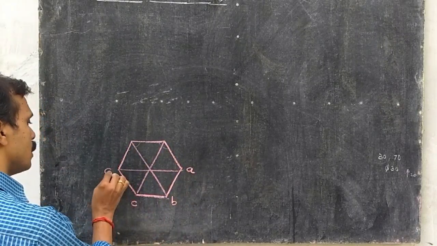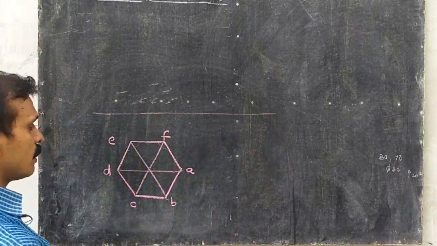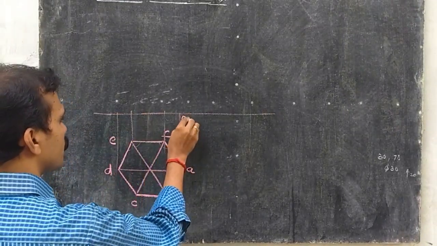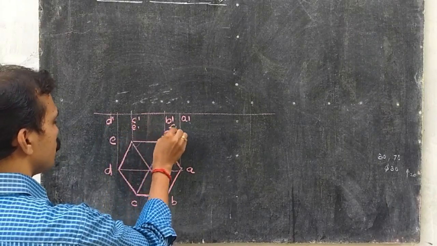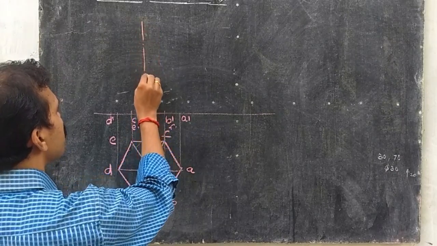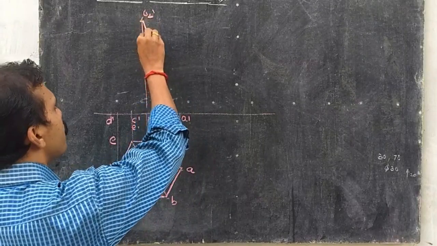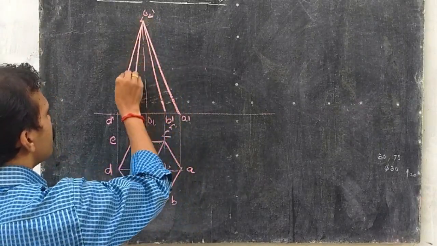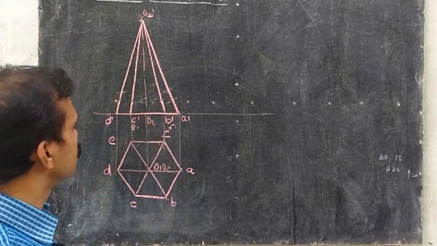B, C, D, E and F. This is the axis line. A dash, B dash, C dash, D dash, E dash, F dash, O dash, and this is O2 dash. So we have completed the pyramid.